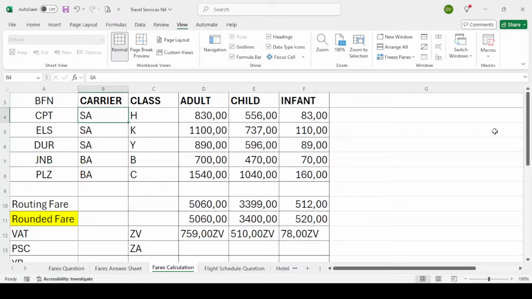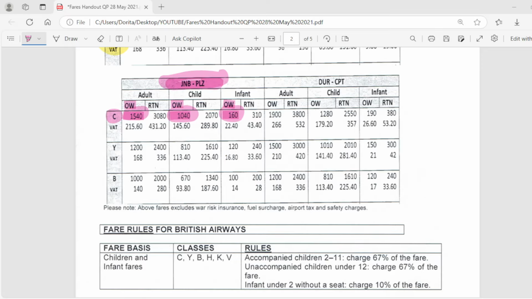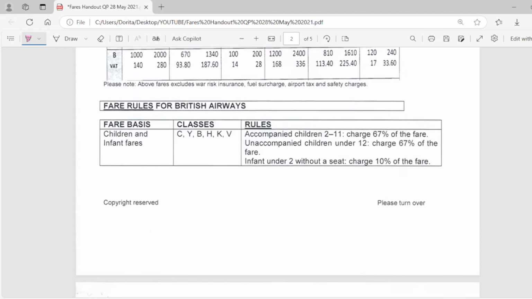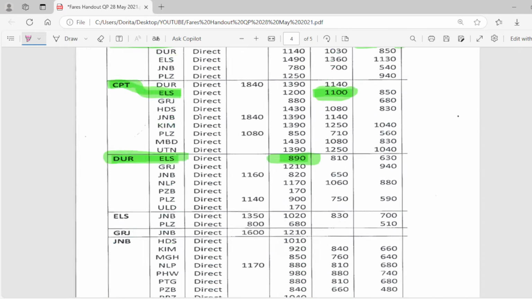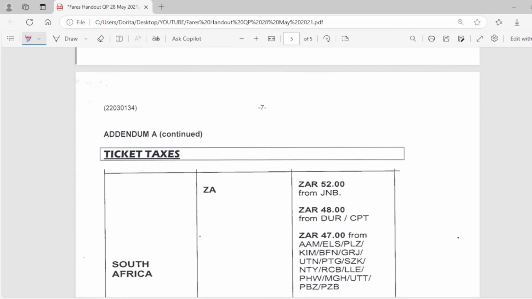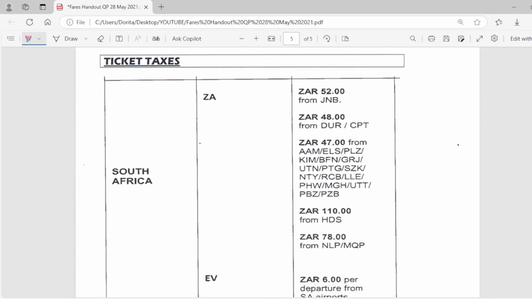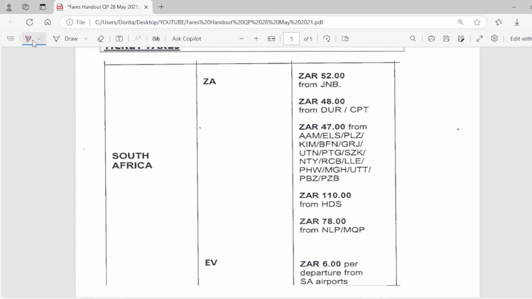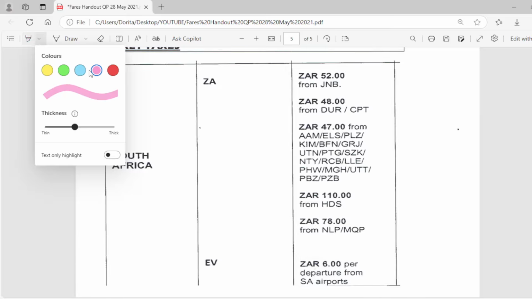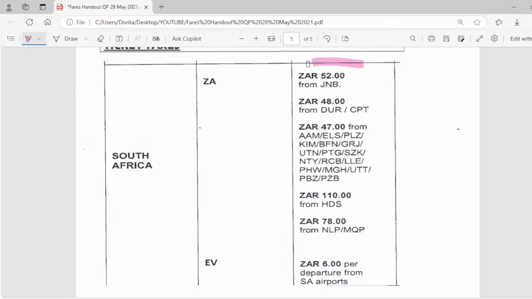The next thing that you have to work out is your PSC. Right, so where do we find the PSC? The PSC is also under your fares handout document, and it's usually the last page they give you, and it says ticket taxes. There we go, ticket taxes. Your PSC charge will be all of these charges in this block.